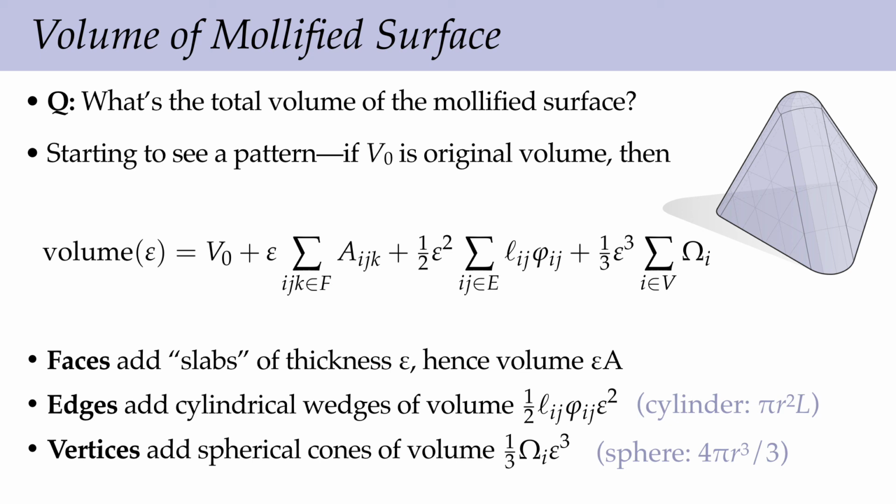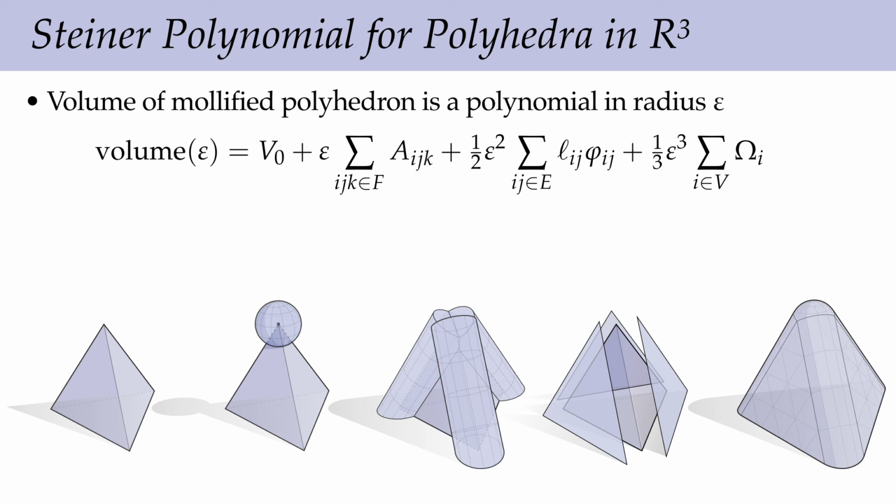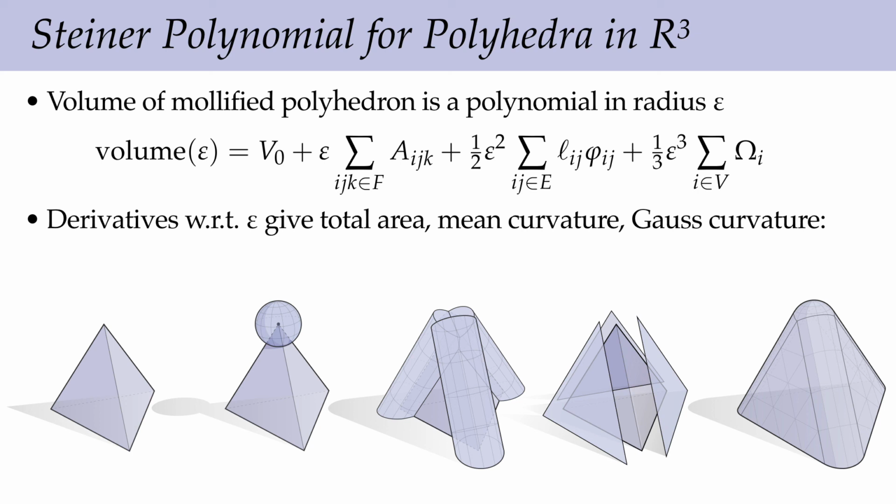What's important for all of this is not the particulars of these calculations, but to see that this pattern is emerging in our expressions for the Gauss curvature, the mean curvature, the area, the volume. They all look quite similar. What is going on here? Well, what we're seeing is that the volume of the mollified polyhedron is a polynomial in this radius epsilon, the ball radius. And if we take derivatives of the volume with respect to epsilon, we're going to recover all these other quantities. Isn't that fascinating?